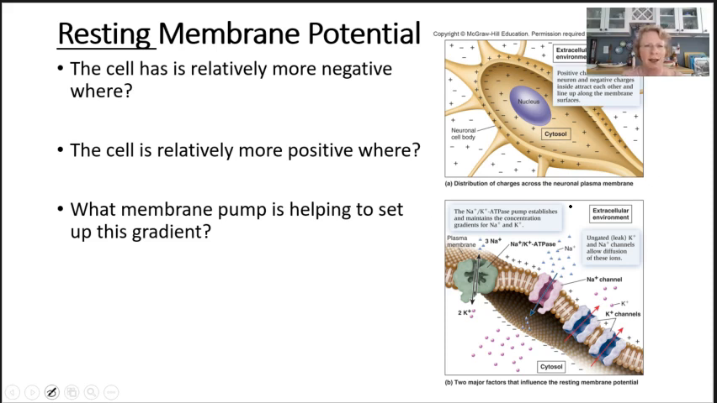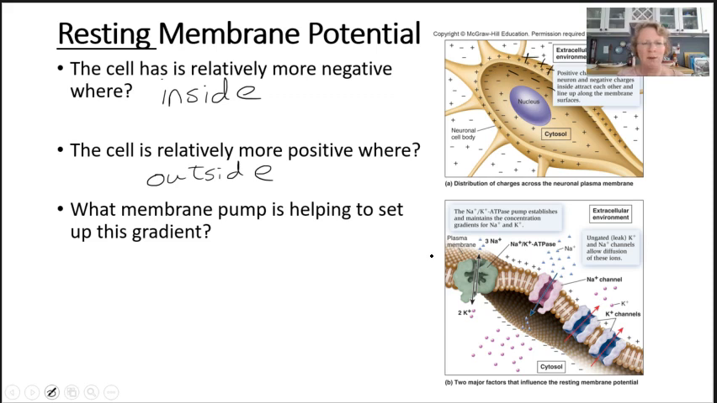So in our resting neuron, our resting membrane potential, the cell is relatively more negative where? And the cell is relatively more positive where? And what membrane pump is helping to set up this gradient? So it's an electrochemical gradient. And I see that it's relatively more negative inside, so more negative charges inside, and more positive outside. So more positive charge on the outside of the membrane.